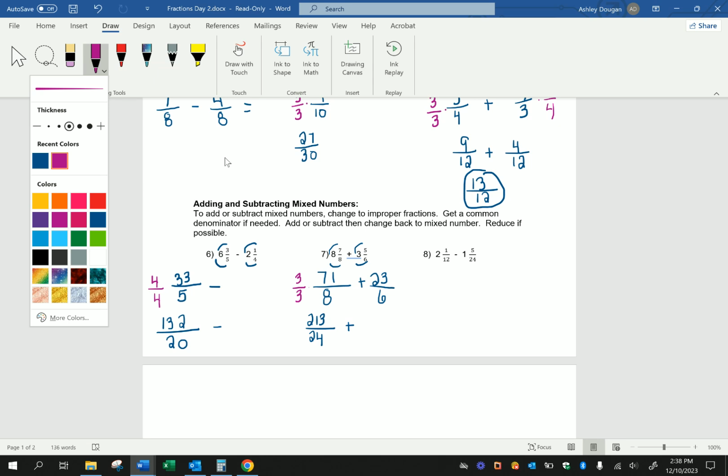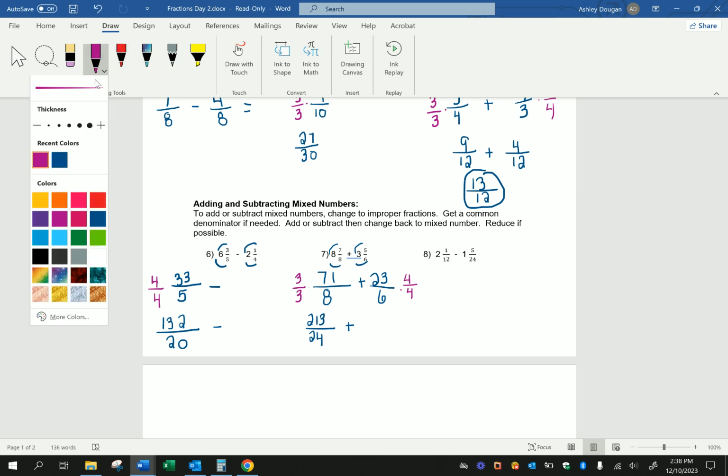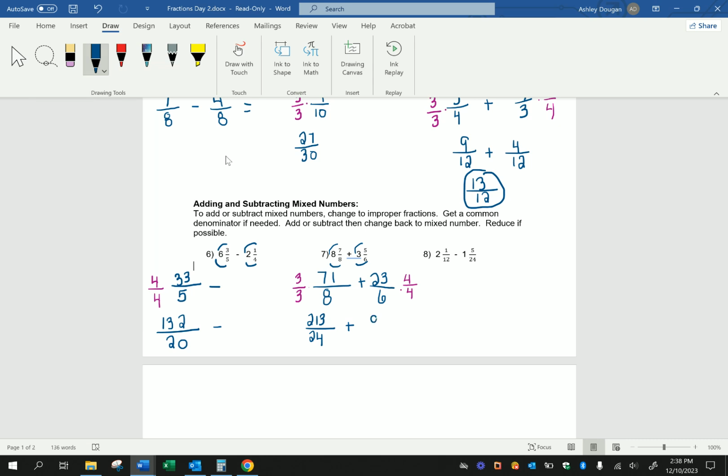I move to the second fraction, and I want the bottom number to be 24. There's a 6 there. But if I multiply that by 4, I could make 24 in my denominator. 23 times 4 gives me 92, and then I have 24 in my denominator. These are my new fractions. If I add the numerators together, 213 plus 92, I get 305 for the numerators. And then I have to keep the denominator the same at 24.